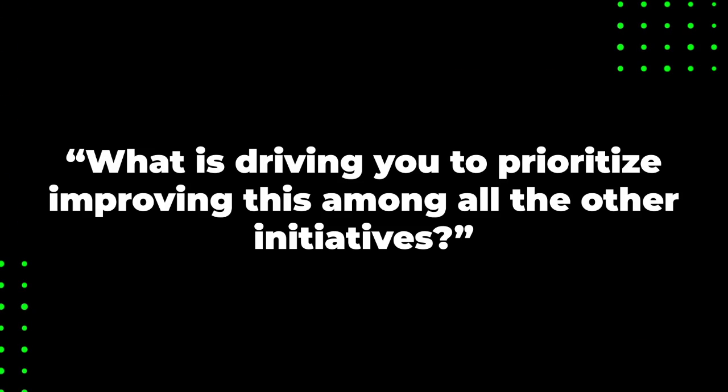Number one, what metric is suffering as a result of the challenges you're sharing with me? Number two, if you're not talking about a metric that has financial value associated with improving it, then you need to peel back the onion and find the metric behind the metric. And that often comes from asking the question, what is driving you to prioritize improving this among all the other things you could be doing right now? And then they'll probably say something like, we have a higher churn rate.